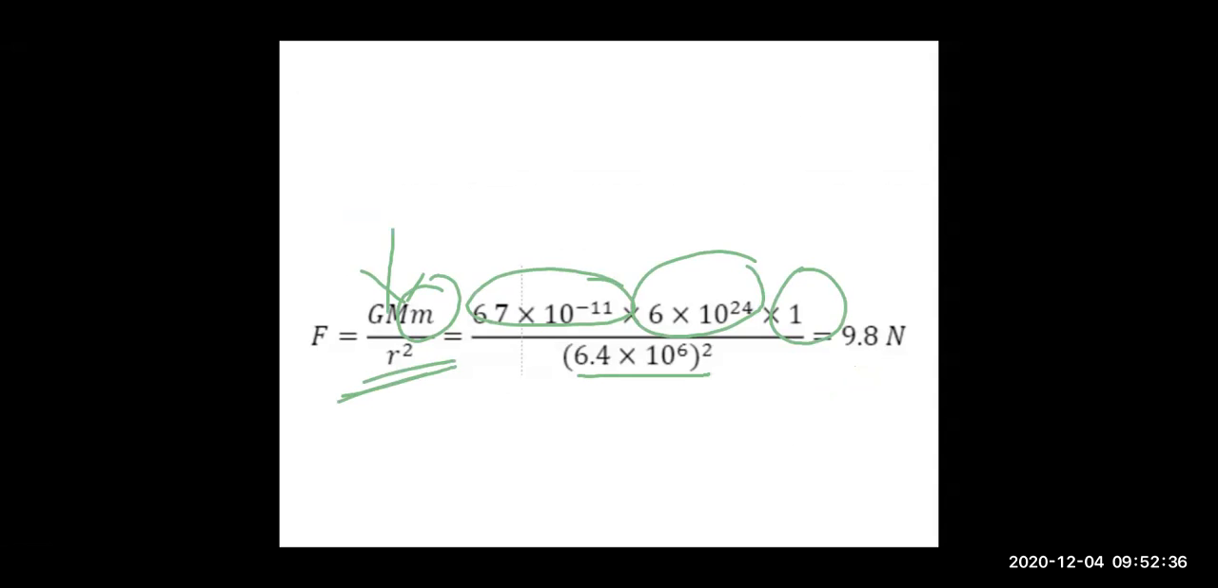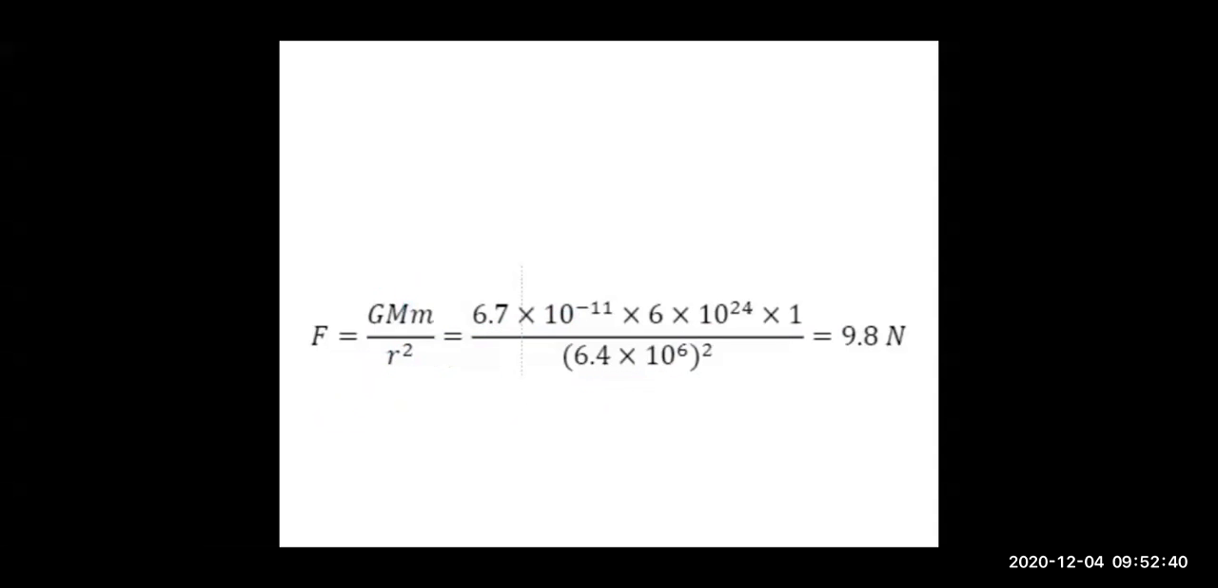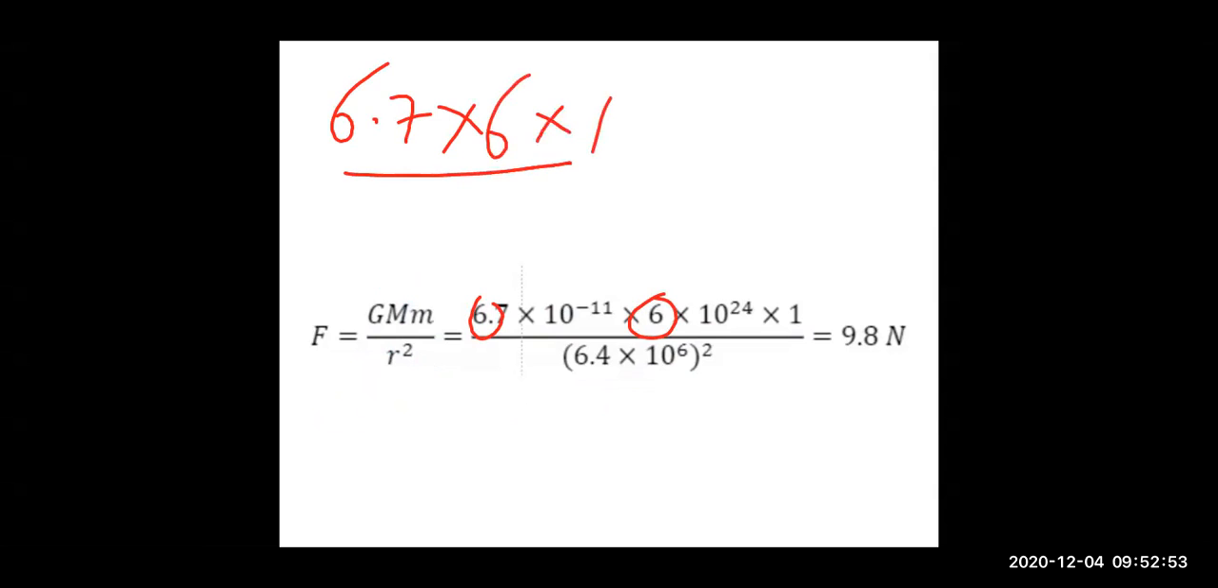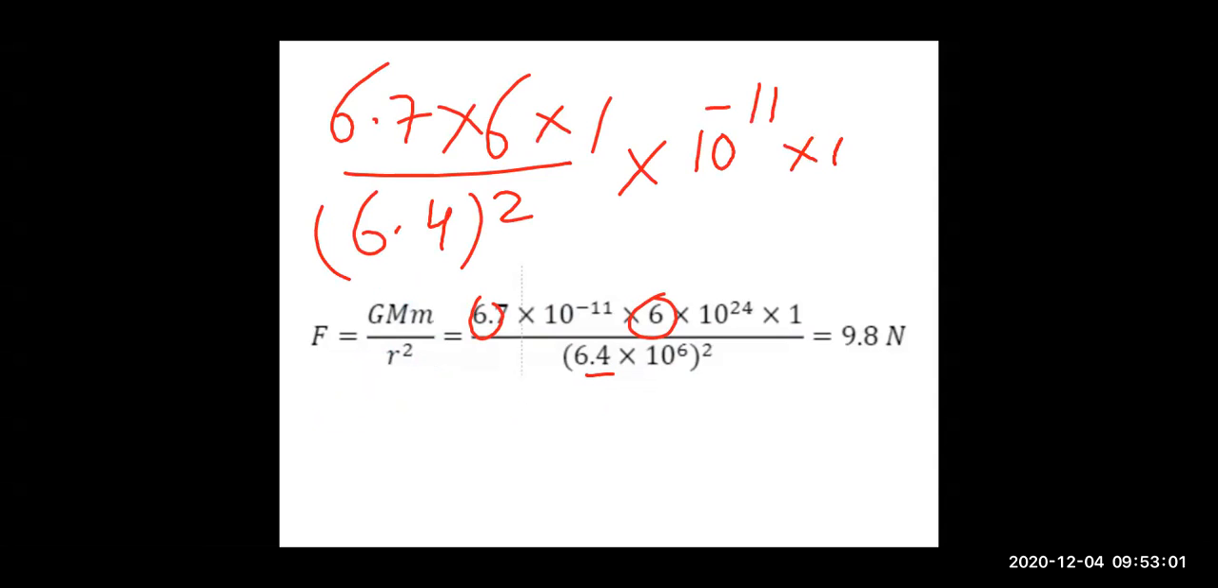Again, you will solve the same way, children. What you will do, all numbers on one side. So the numbers are 6.7 into 6 into 1 upon 6.4 whole square, into the powers 10 to the power minus 11, 10 to the power 24 upon 10 to the power 6 square is 12.